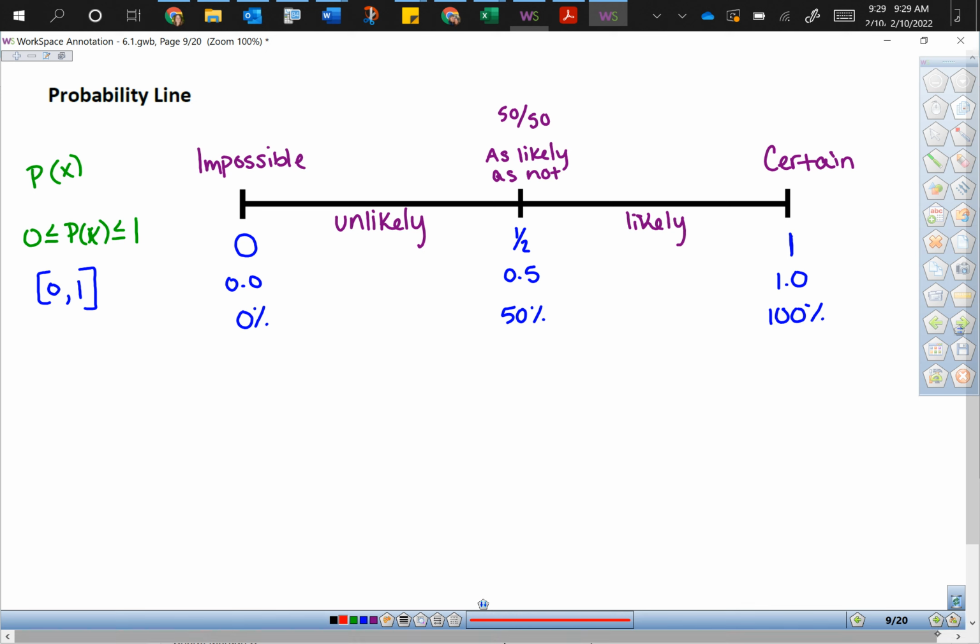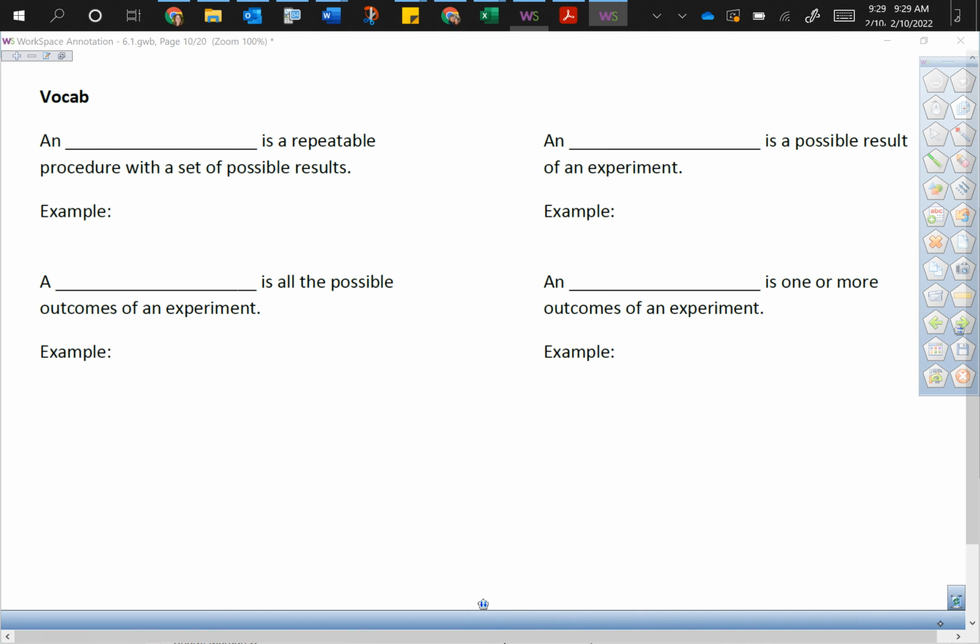Okay, here we go. The next thing we're going to talk about is vocab. Vocab's pretty important. Vocab's something that's going to be on the test. So, the first thing we're going to talk about, guys, is an experiment. E-X-P-E-R-I-M-E-N-T. An experiment is a repeatable procedure with a set of possible results. Right? So like an experiment in science, an experiment wherever, an experiment is a repeatable procedure with a set of possible results. A really good example of an experiment is throwing dice.